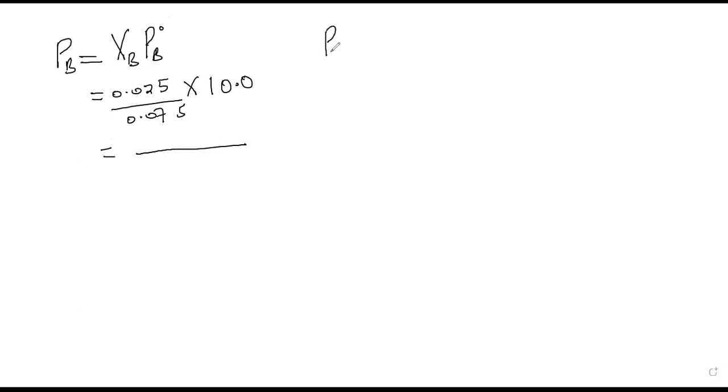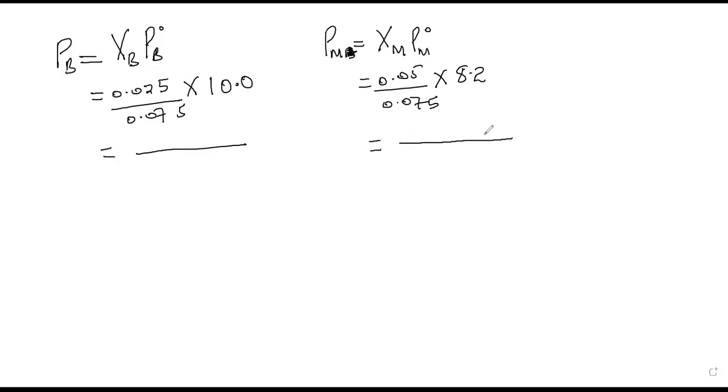Then the partial pressure of methylbenzene, let me call it M, is going to be equal to the mole fraction of methylbenzene times the vapor pressure of methylbenzene in its pure state. The mole fraction of methylbenzene is 0.05 out of total 0.075 times its vapor pressure, 8.2. This will give you the partial pressure of each component.